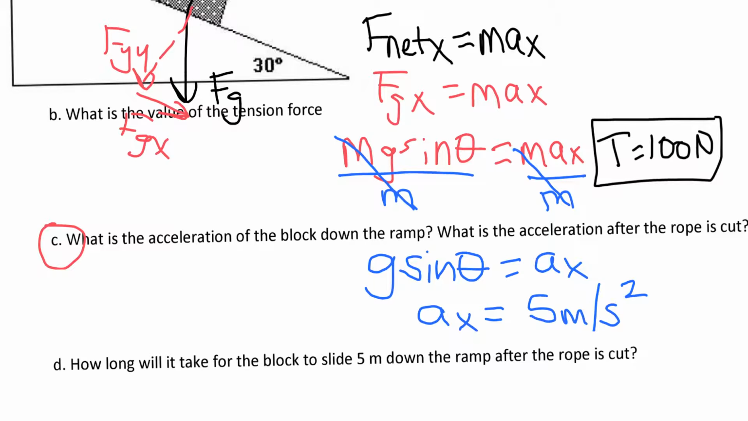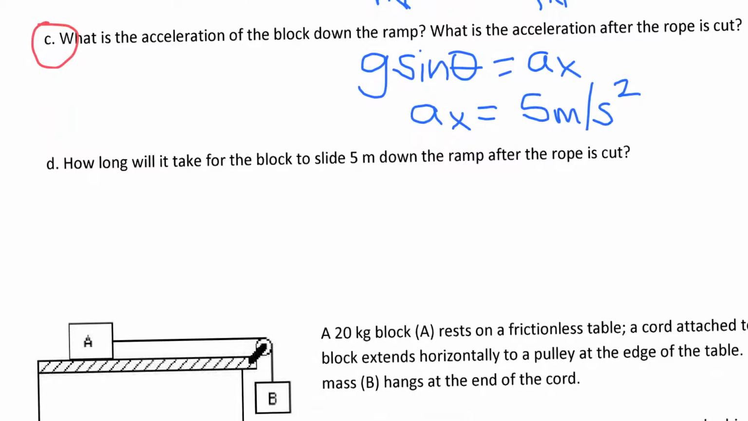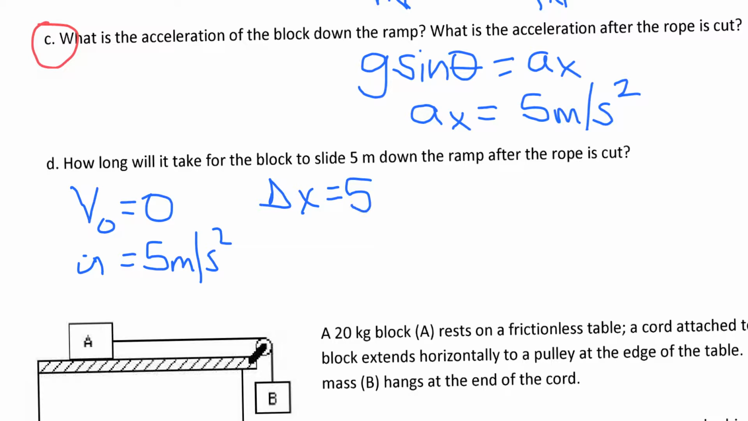Okay. Going down to the very last problem. How long will it take the block to slide down the ramp? Well, this is going to be kinematics. I know the initial velocity is 0. I know the acceleration is 5 meters per second squared. And I know the length of the ramp is 5 meters.